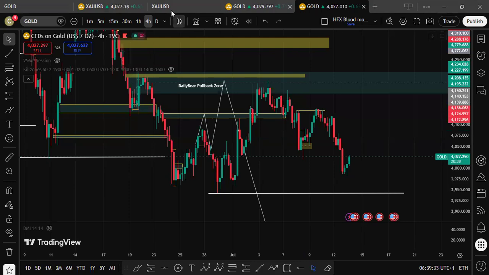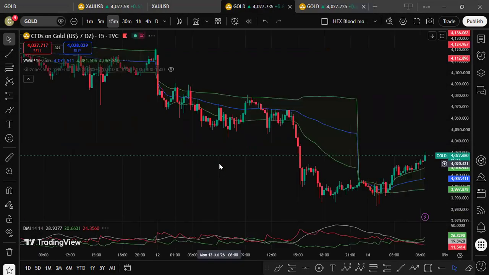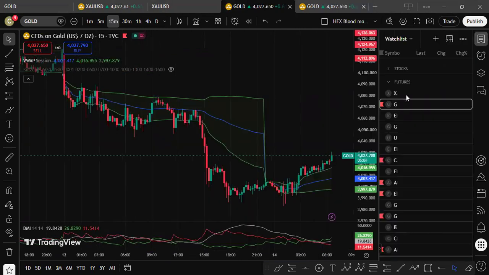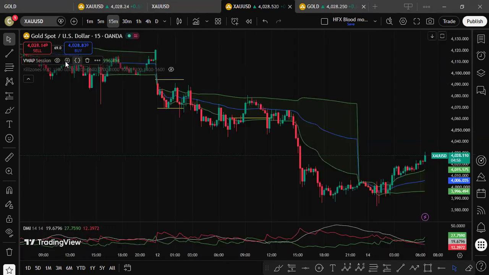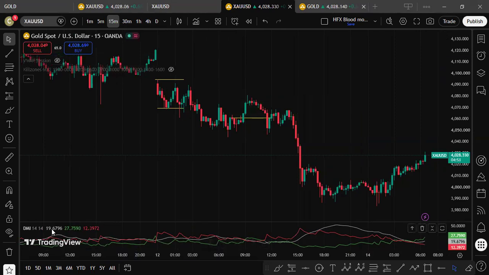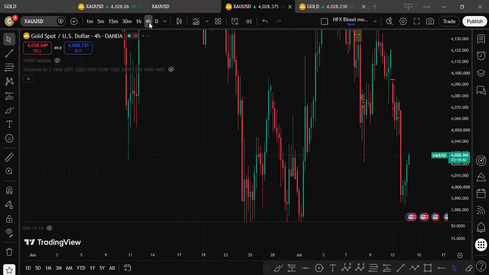Let me go to another chart so that we can work with it. I don't know this, let me see. Restore, and it should be good. That one is too messed up, that's why I shifted to something else. Okay, so back to 4 hours.